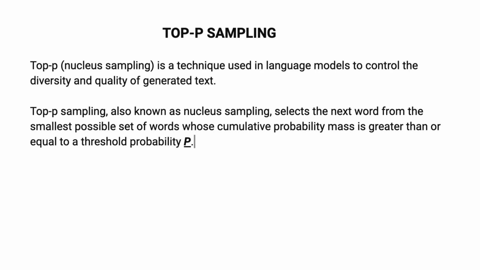In this video, I want to introduce you to the concept of top P sampling in prompt engineering. Now, let me give you the definition and then we'll go over it in more detail. So the definition goes like this. Top P, also referred to as Nucleus sampling, is a technique used in language models to control the diversity and quality of the generated text.